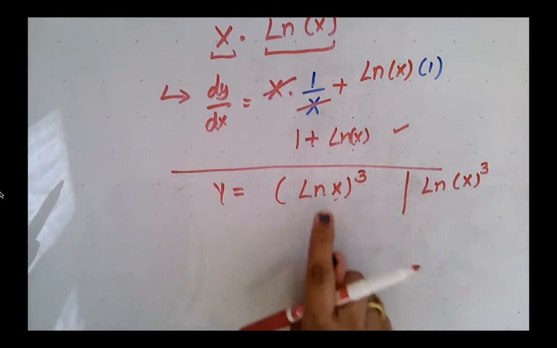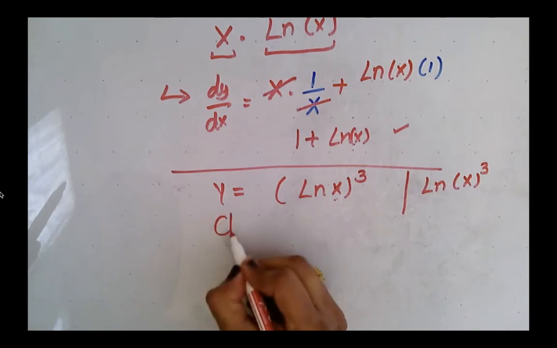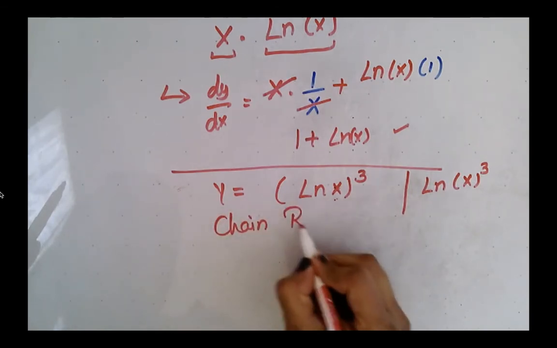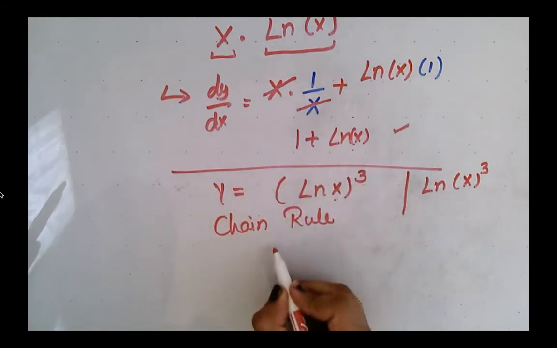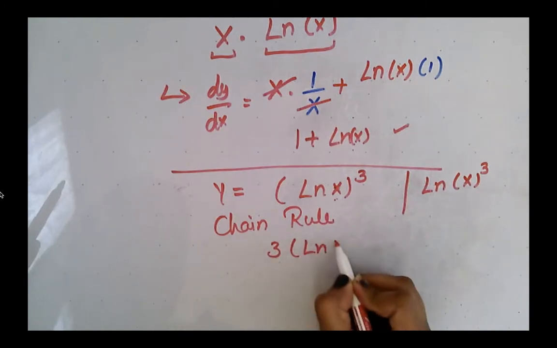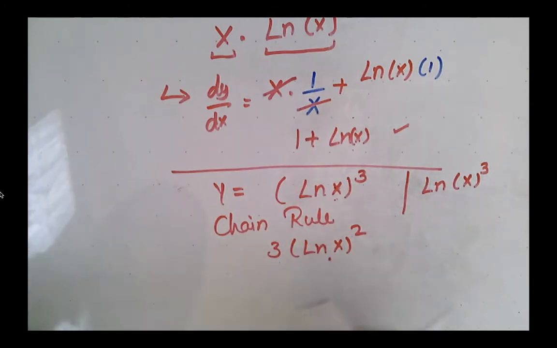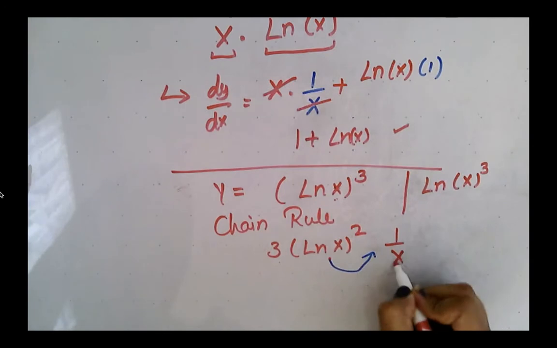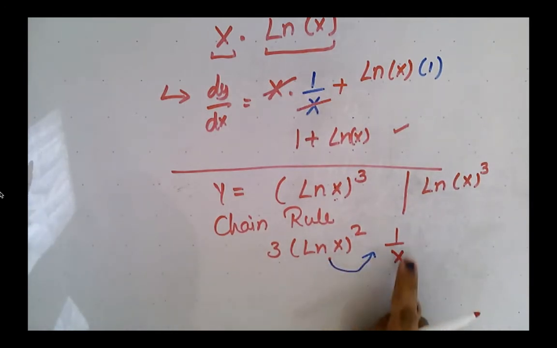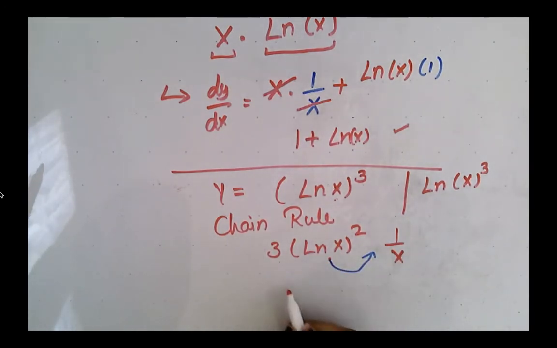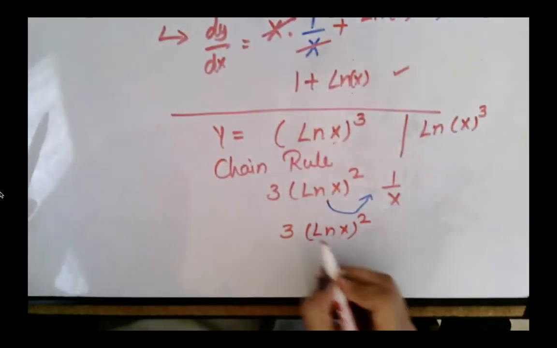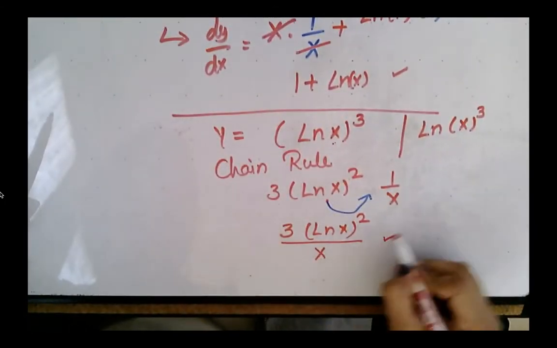For something like this, I would do the chain rule first. So bring this 3 over. This becomes ln x to the second power. Then I take the derivative of the inside piece, which is going to be 1 over x, because the derivative of ln x is 1 over x. Now put it together. So it's 3 times ln x, in parentheses, squared, and then over x. That would be my final answer.